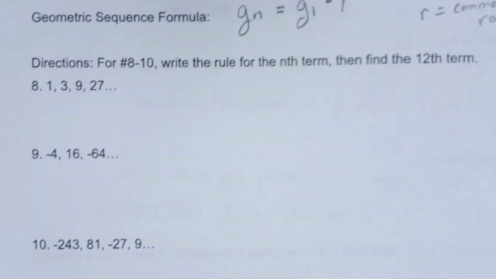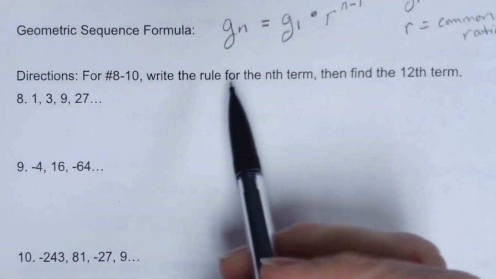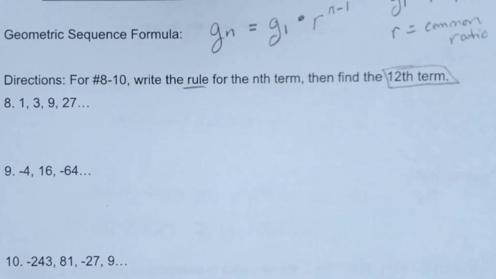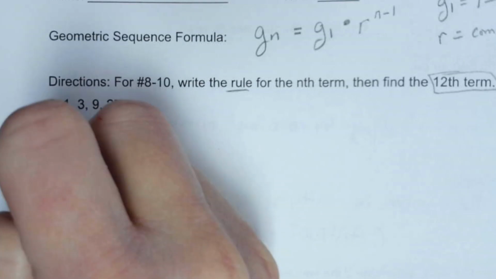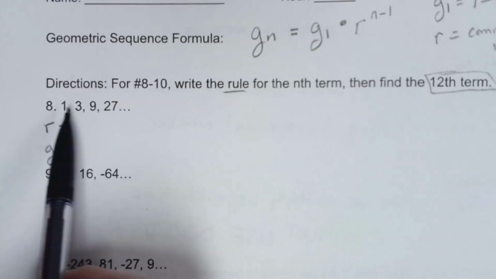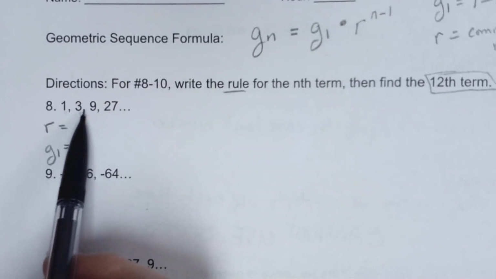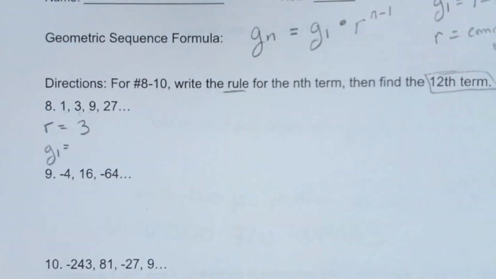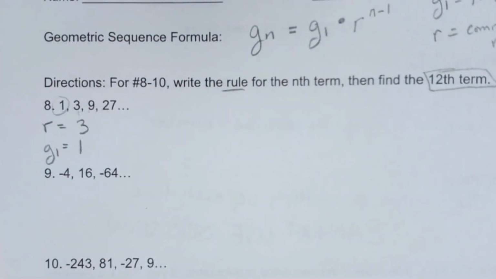Okay? So, for directions 8 through 10, it says write the rule for the nth term. Okay, so we're going to use that formula to write the rule. And then we're going to find the 12th term. So let's look here at number 8. As we did before, let's find our ratio and let's find our first term and write them down here. Okay? So we have 1, 3, 9, and 27. Well, I know that 1 times 3 gives me 3. 3 times 3 gives me 9. And 3 times 9 gives me 27. So my ratio is going to be a positive 3, and my G1 happens to be this 1 right here. So let's write our rule.